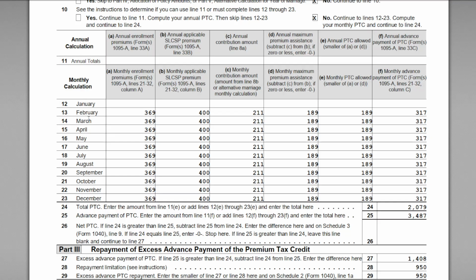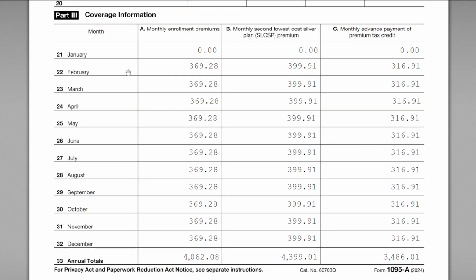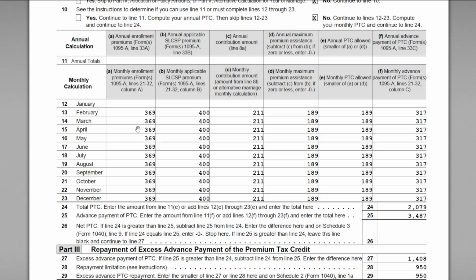So if we look at February, for example, we have February 369.28, 399.91, and then 316.91. So we go back to the form and enter those values for February. There's the $369, $400 because we're rounding up to the nearest whole dollar, and then $317 is the advance. So you would do that for every single month. Just enter the information that corresponds with your 1095A.